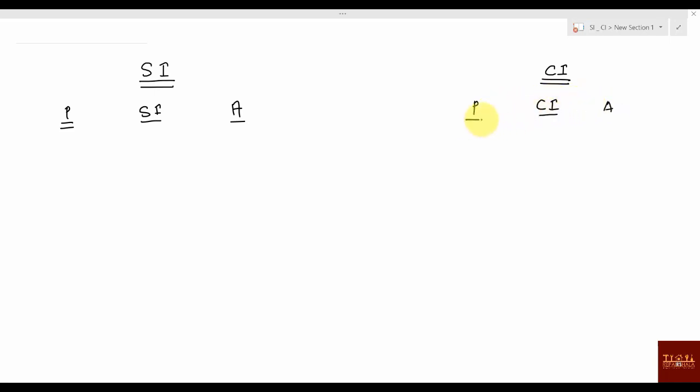Now, what is important to note here is, I'm just assuming your principal for both the cases is 100 rupees and rate of interest is 10% per annum. Per annum means per year. First year 100 rupees will be the principal. What will be the SI? 10 rupees. What will be the amount? 110. This one is for first year.